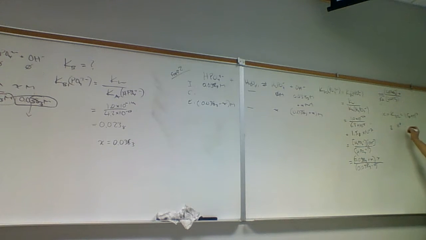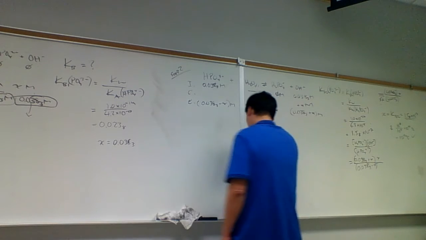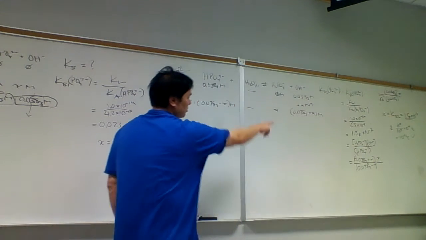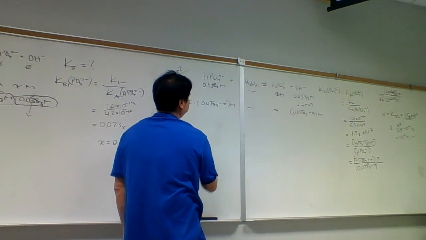Change is 10 to the minus 7 over the original 10 to the minus 2 times 100%, which is going to give us 10 to the minus 7%. The percent change is fine. So x is equal to KB2, just because of the funny way things canceled out.